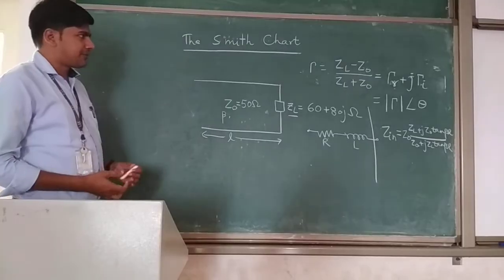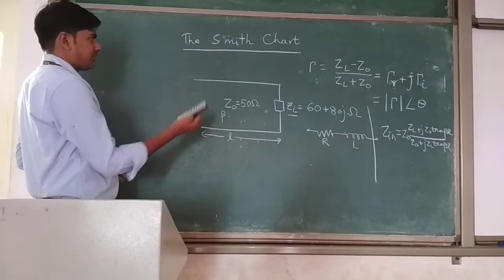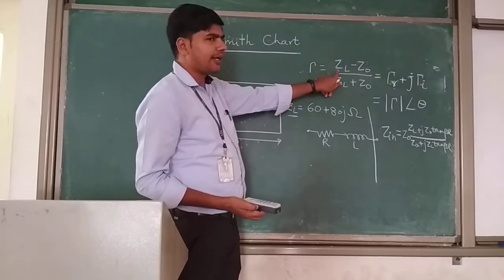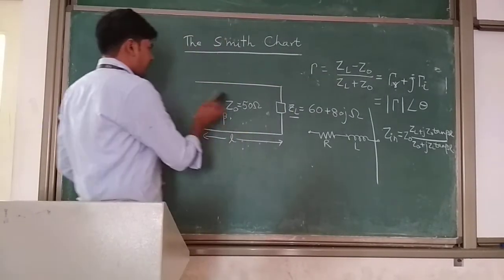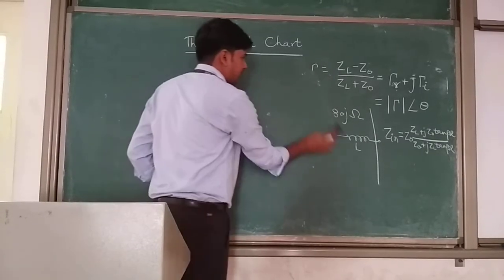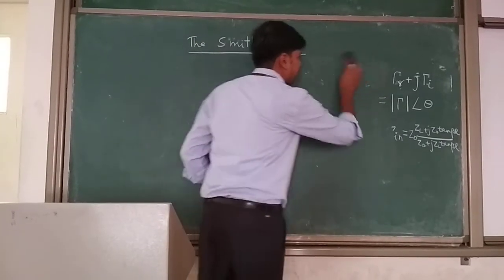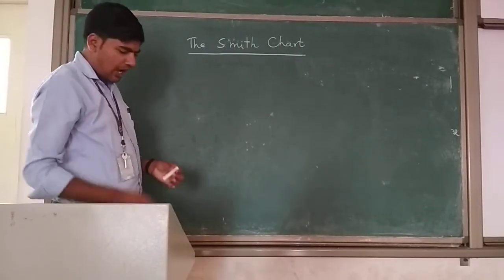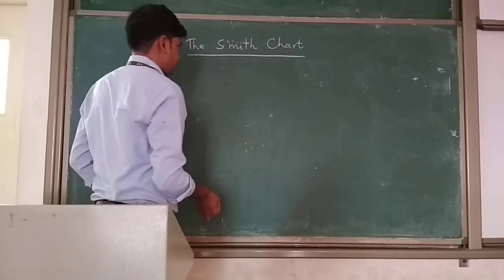So now we are going to start with what the Smith chart is. As I said, this will be the combination of two planes, the gamma plane and the impedance plane. First of all, we will draw these two planes on the board, and then we will see how these two planes are merged together.